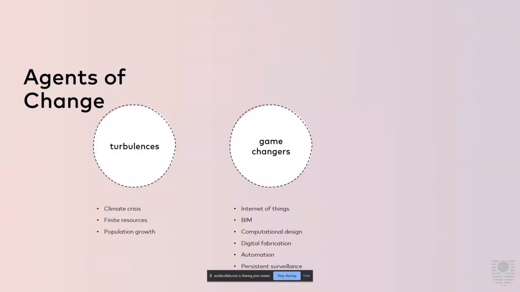BIM, computational design. Computational design for me changes the way that I can understand information and understand design. Digital fabrication, automation, persistent surveillance, and I think let's just leave it with that. And big data is another one.